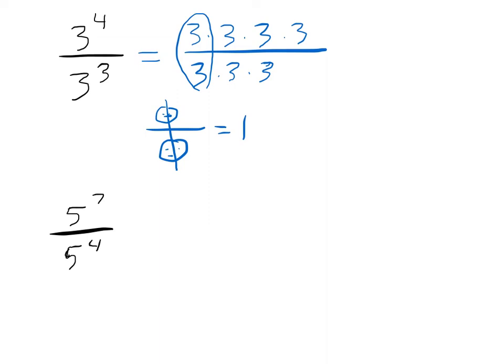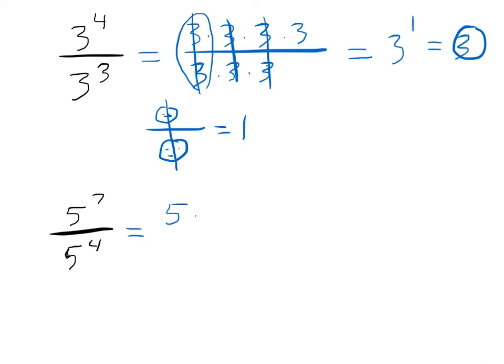Okay? So 3 over 3 will cancel out to be 1. 3 divided by 3 will cancel out to be 1. And 3 divided by 3 will cancel out to be 1. What's left? A 3 to the 1st power. 3 to the 1st power is just 3.